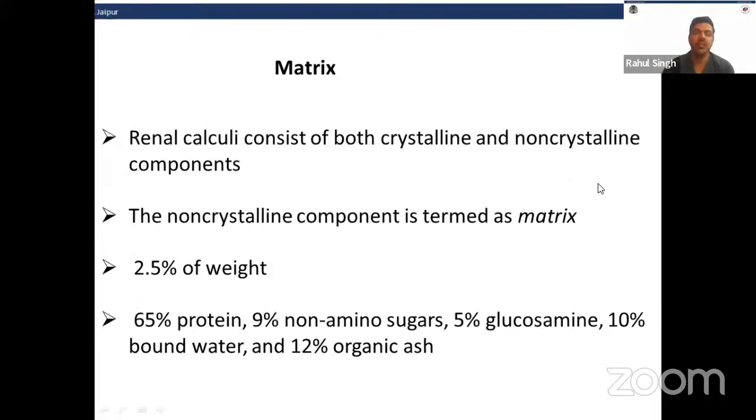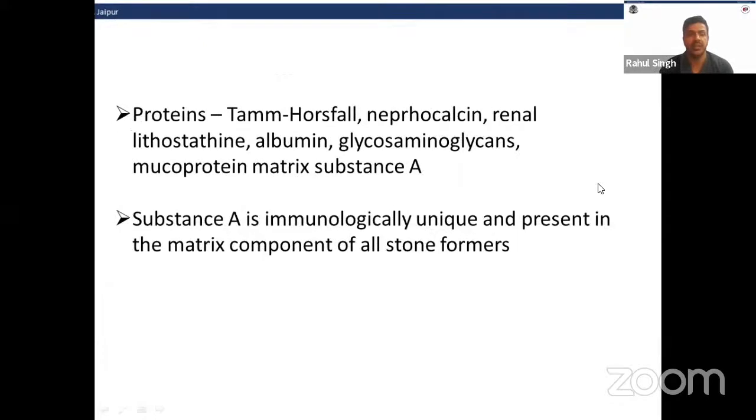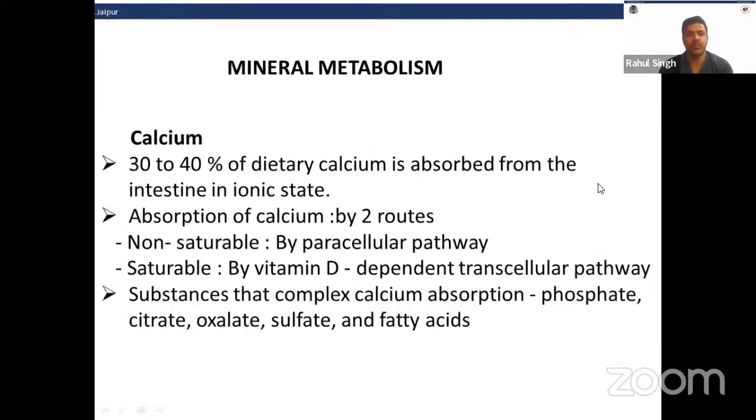Matrix. Renal calculi consist of both crystalline and non-crystalline components. The non-crystalline component is the matrix. It is around 2.5% of the stone weight. It includes 65% proteins, 9% non-amino sugars, 5% glucosamine, 10% bound water, and 12% organic acid. The main proteins are phosphoprotein, nephrocalcin, renal lithostathine, albumin, glycosaminoglycans, and mucoprotein matrix substance A. Substance A is immunologically unique and present in the matrix component of all stone formers.